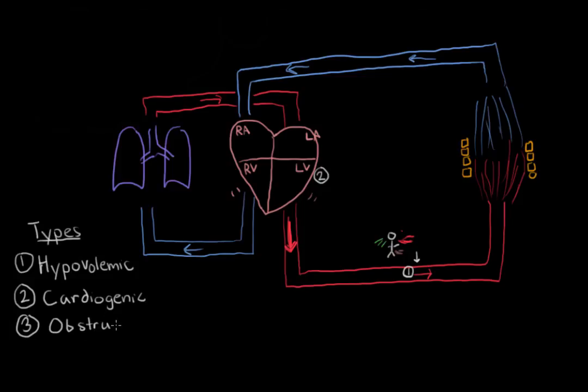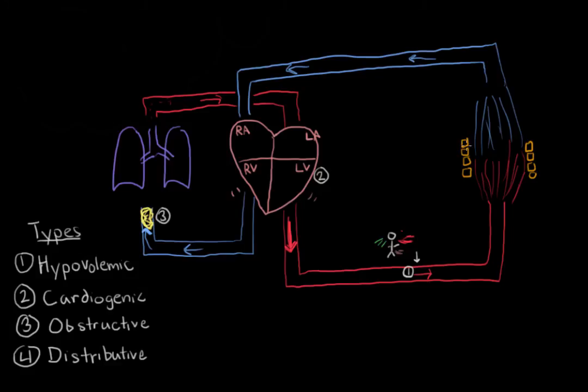And there are many examples of obstructive shock. But one example is a pulmonary embolism, a clot in the pulmonary arteries. If this is severe enough, it can prevent blood from flowing through, which is decreased blood flow, decreased tissue perfusion. So that's another type of shock. And finally, the fourth classification of shock is known as distributive. Distributive shock includes different shocks such as septic shock, anaphylactic shock, neurogenic shock.